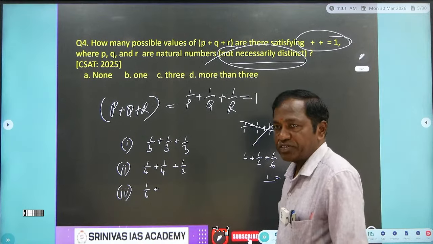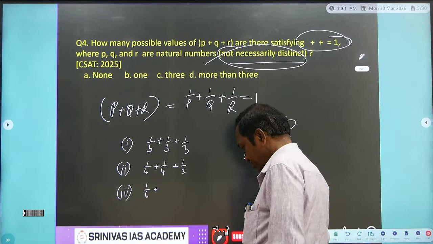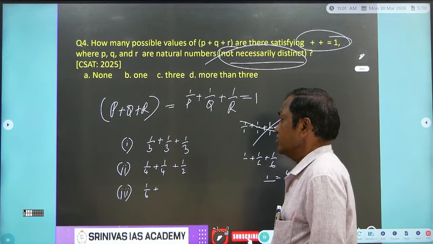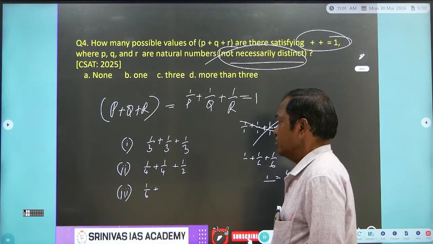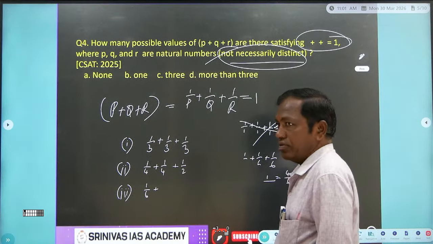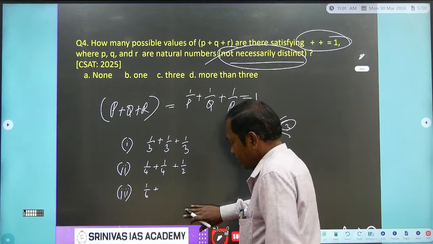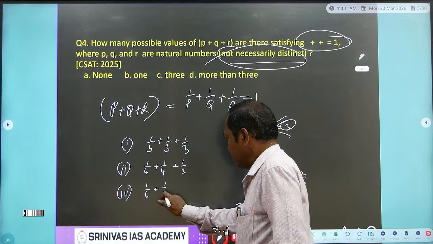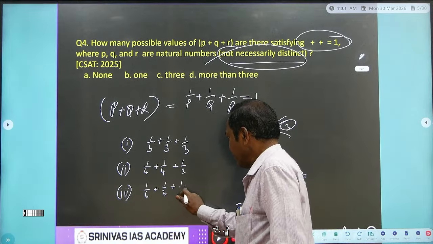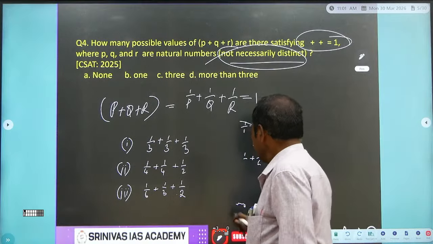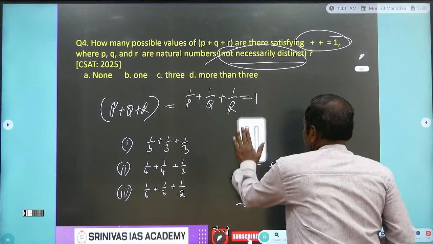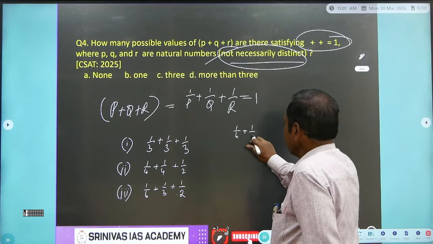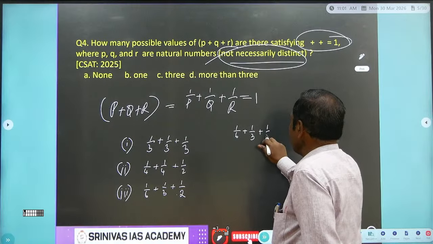There is one more possibility, check it out. If you take 1 by 4, 1 by 6 plus 1 by 3, plus 1 by 2. Right. If you take this one, prove it. So 1 by 6 plus 1 by 3 plus 1 by 2.